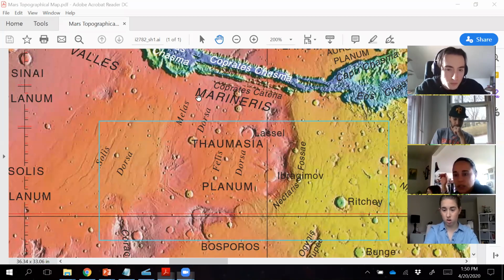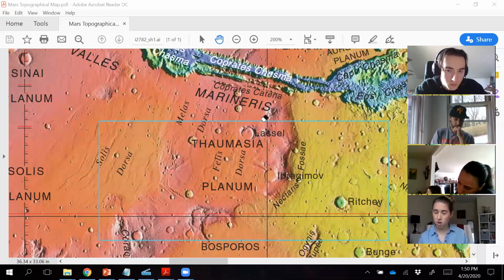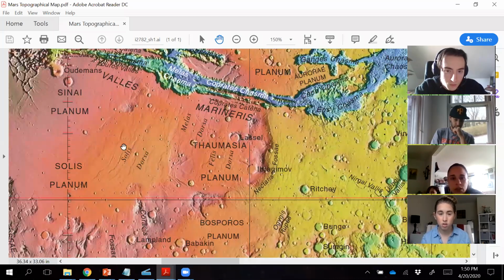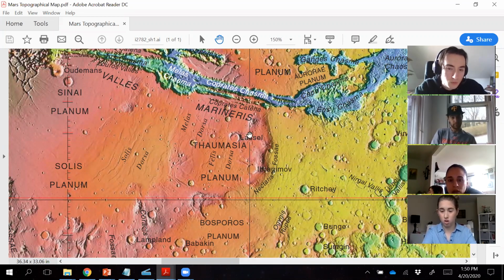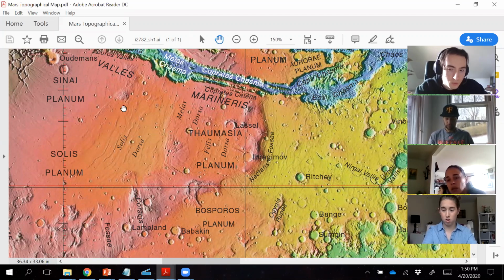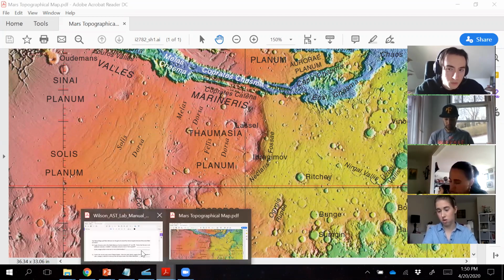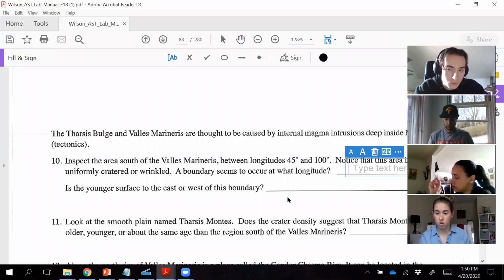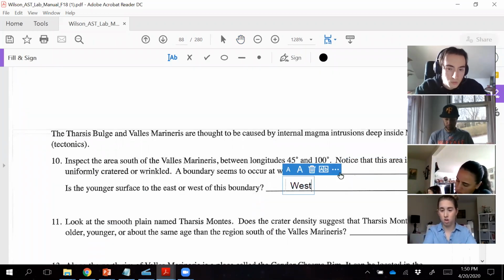So the way this works, let me zoom out here. The red stuff is the west and the yellow stuff is the east. What do you think looks older, the yellow plains or the red plains? Yellow east plains. Yeah, I think the yellow stuff looks a little bit older as well. It's a little bit smoother in the red plains. So the younger surface is clearly to the west then. Oh, okay, so this answer is west.